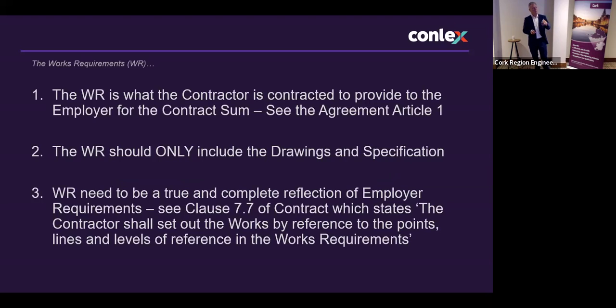We've already discussed why the works requirements are important. It's basically what the contractor is obligated to do. And that's again set out in Article 1 of the agreement. I already mentioned that it should just include drawings and specifications. And that's what the contractor is obliged to do. It's obliged to set out the works to the points, lines, and levels in the works requirements. That's the contractor's obligation under 7.7. If the points, lines and levels aren't in the works requirements, I suppose the contractor is entitled to ask for them. Okay.